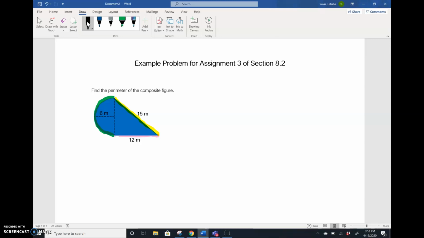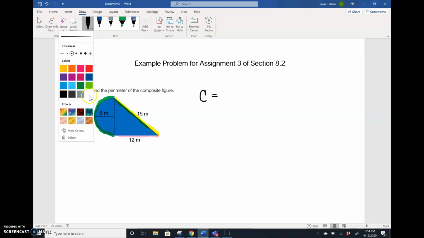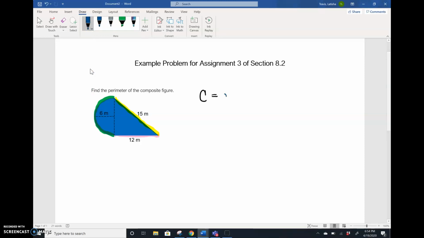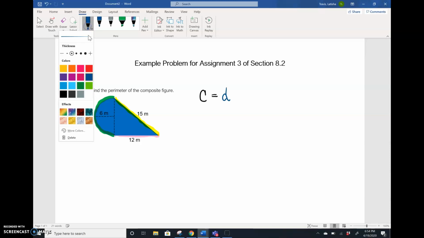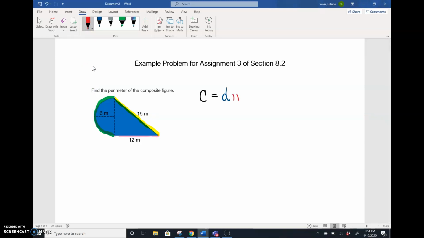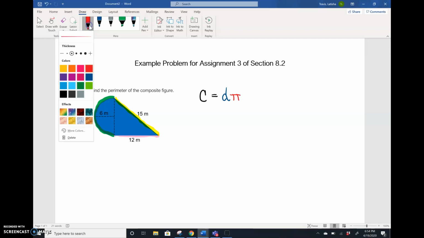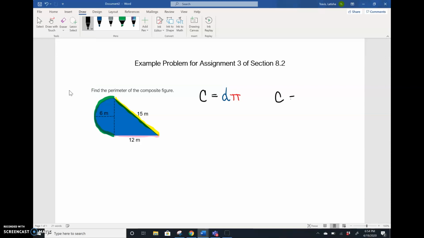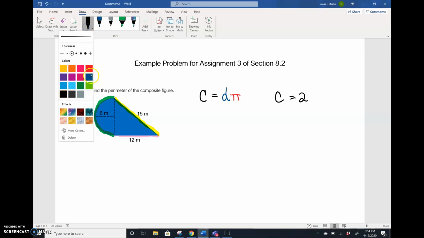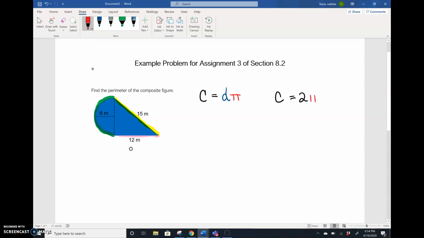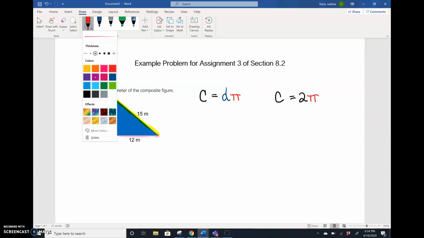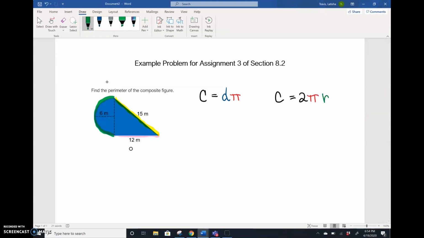So for the circumference of a circle, there are two formulas. The circumference of a circle can be found by using the diameter, I'll write in blue, times pi, and then pi I'll write in red. Another formula that we can use is circumference C equals 2 times pi times r, and r represents the radius.